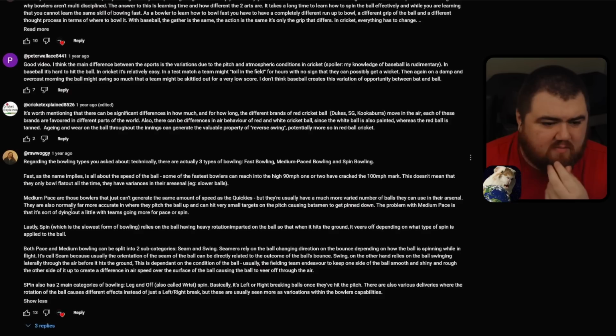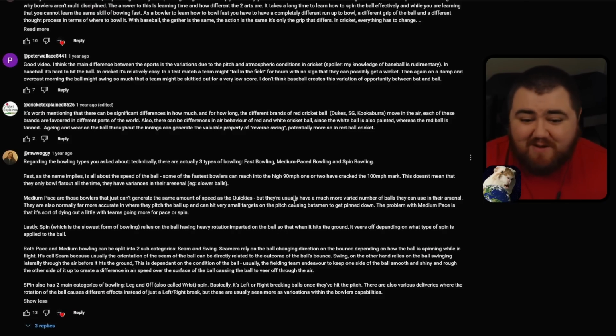Example, slower balls. Medium paced are those bowlers that can't generate the same amount of speed as the quickies. Quickies? Quickies. But they usually have a much more varied number of balls they can use in their arsenal. They're also normally far more accurate.